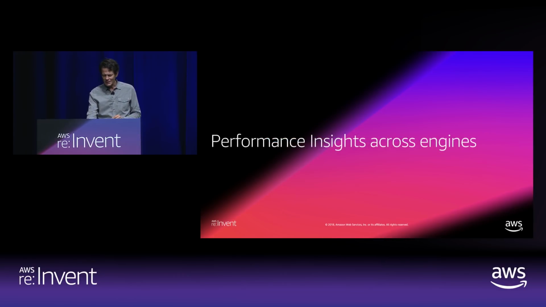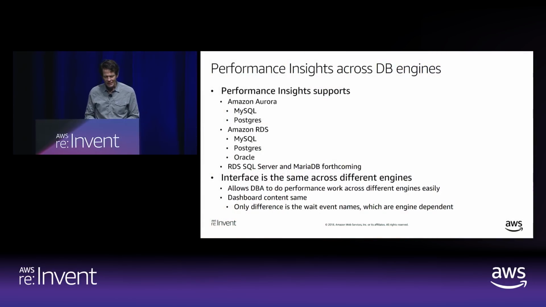So one thing that's really cool is this interface is the same across all the databases. Most of my career has been in Oracle, so I'm used to Oracle, and it can be hard to jump to another database and do performance tuning. But here, the interface for all these databases is exactly the same. The only thing that changes is the name of the wait events. So Performance Insights currently supports both versions of Aurora, Aurora MySQL and Aurora Postgres, as well as RDS MySQL, RDS Postgres, and RDS Oracle. RDS SQL Server is coming very soon, and then we'll be at MariaDB. Because the interface is the same, this allows a DBA who's comfortable on one platform to jump to another platform and do performance tuning.